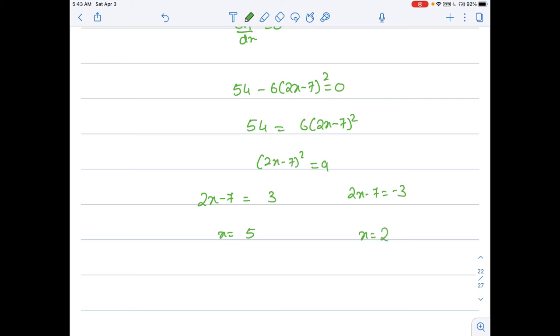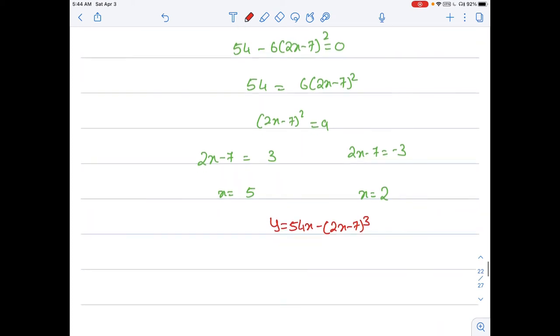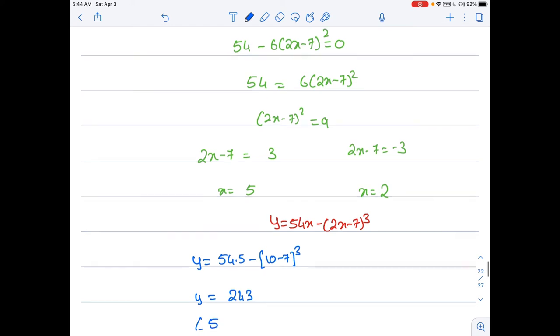But I need to get the y value also. So what was the equation of y? y was 54x minus (2x minus 7) whole cube. So I am going to plug in these values and get the y values. So over here y is equal to 54 times 5 minus (2 times 5 is 10, 10 minus 7) whole cube. So when I take the calculator quickly, 54 times 5 minus, 10 minus 7 is 3, 3 cube is 27. So this should be giving me the answer as 243. So the point is 5 comma 243.